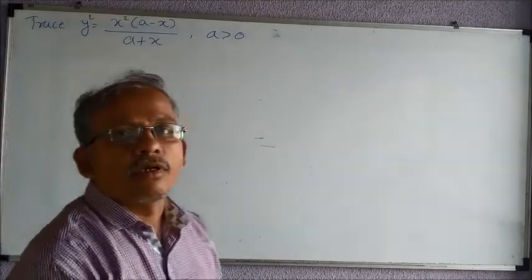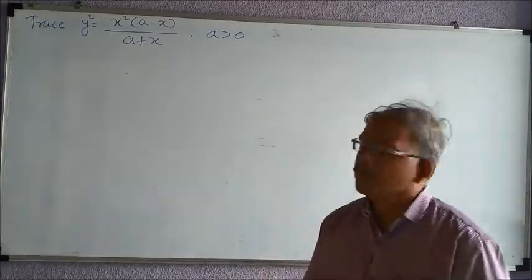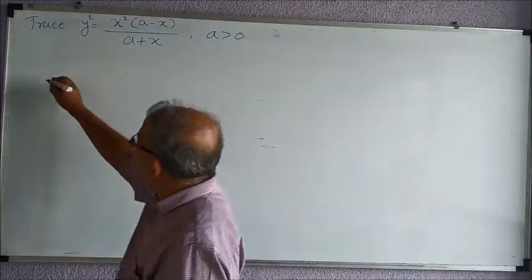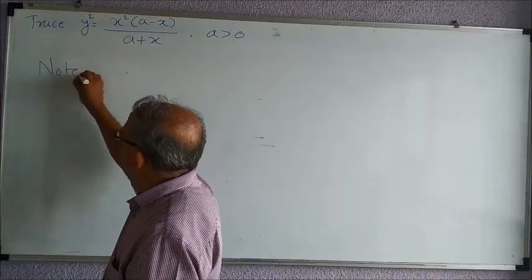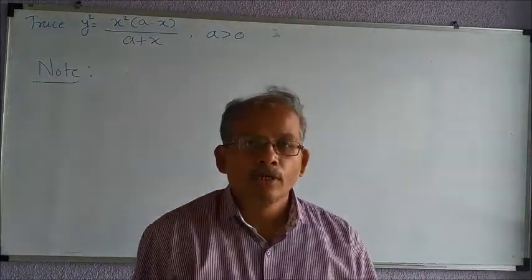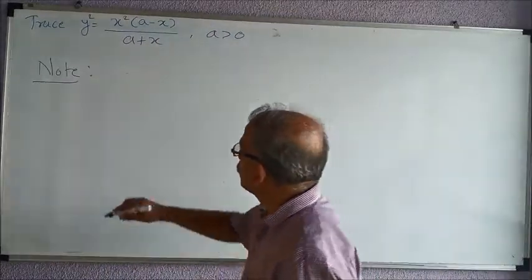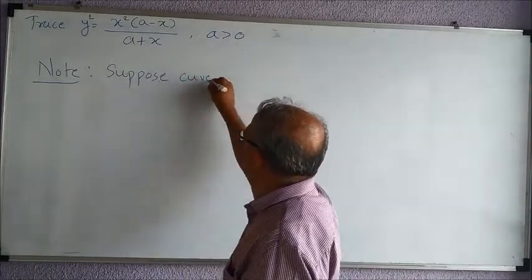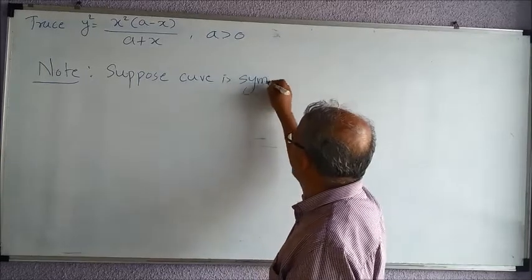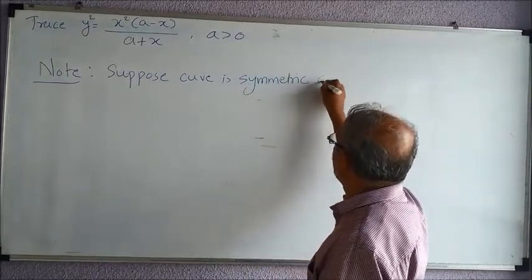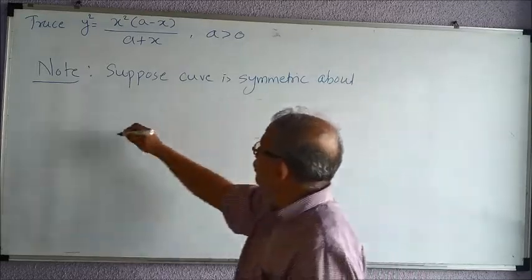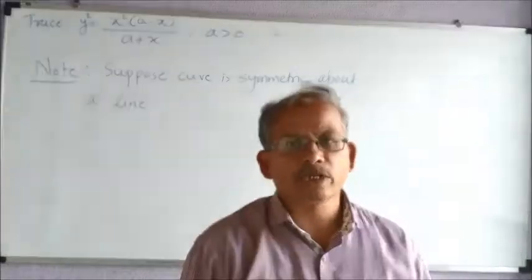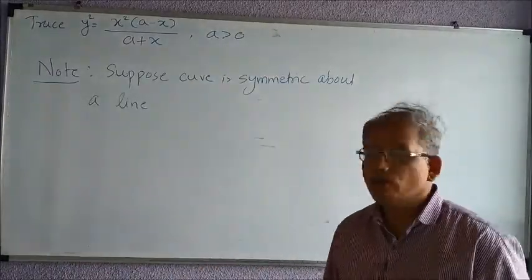Hello friends. Now let us take another example of this curve tracing. Here, first of all, I just want to mention a note. The note is like this. Suppose your curve is symmetric about a line. Now that line can be an axis, x-axis, y-axis, or any other line: y equal to x, y equal to minus x, etc.